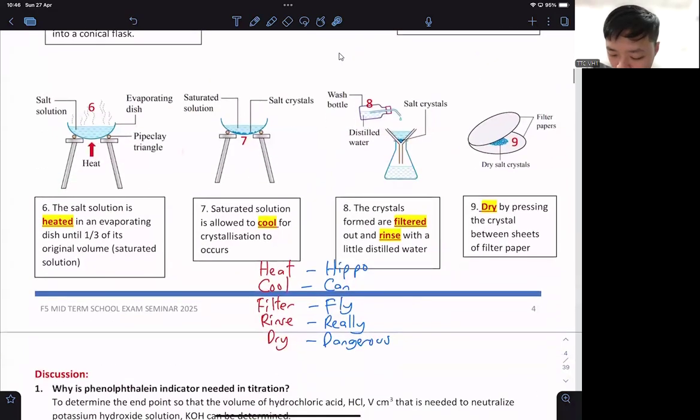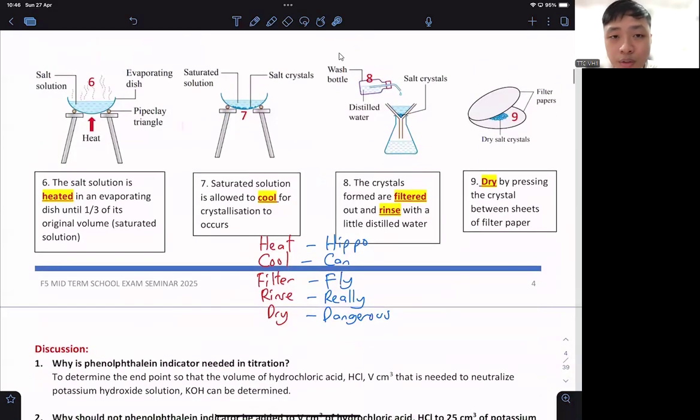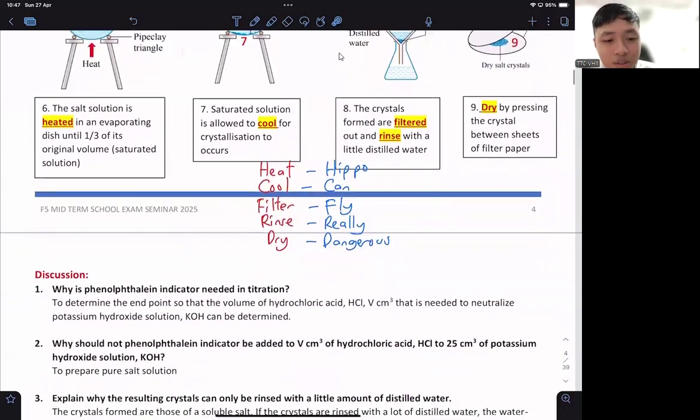Then you cool down, and you get the salt crystal. Then you filter, because inside there is still a bit of water. Then I rinse a bit because I want to get clean, pure salt. I rinse with distilled water a few times. Then I use filter paper to press and dry out the salt crystal.